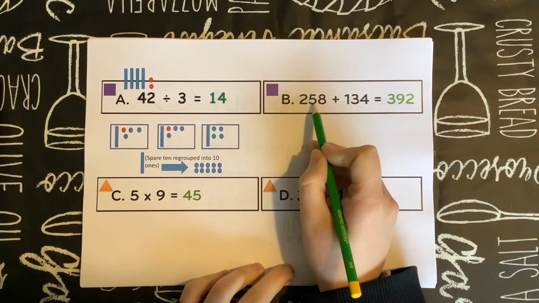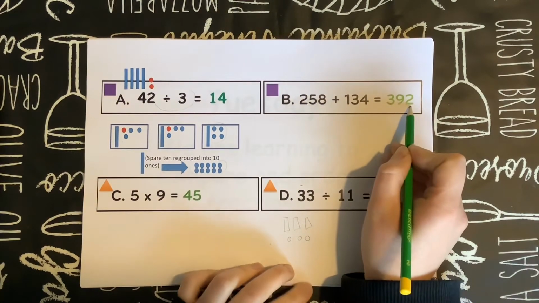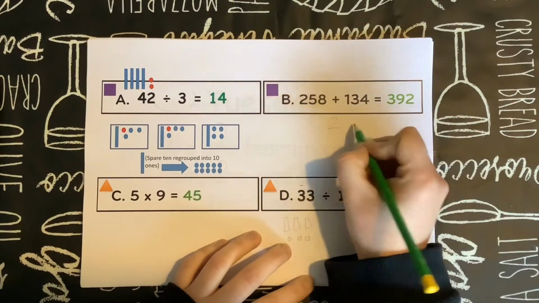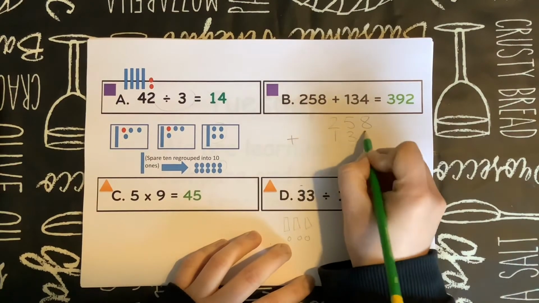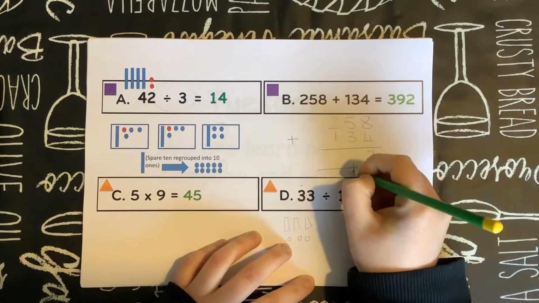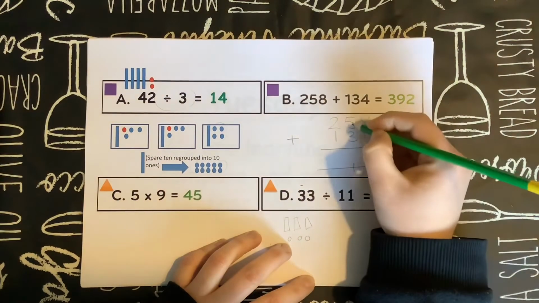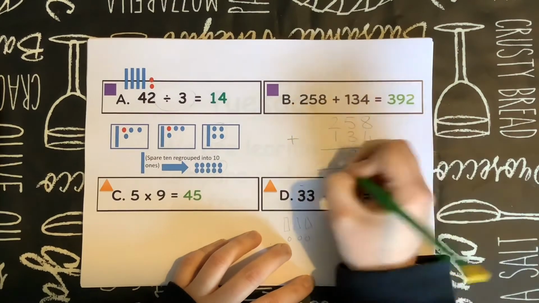We've got 258 add something equals 392. So you needed to do 258, add 134. 8 add 4 is 12, so you need to regroup the 10 into the tens column. 5 add 3 is 8, add 1 is 9, and 2 add 1 is 3.